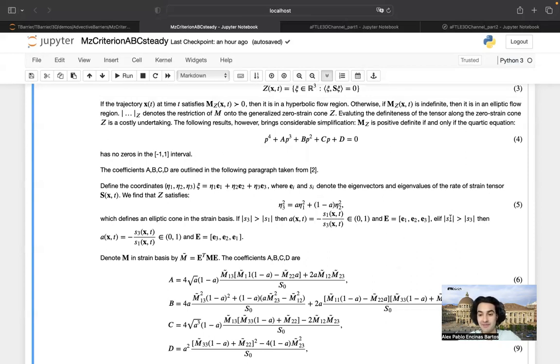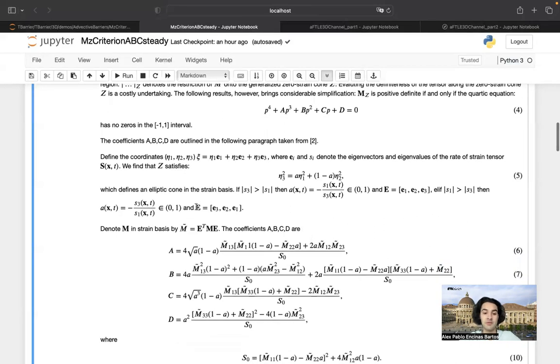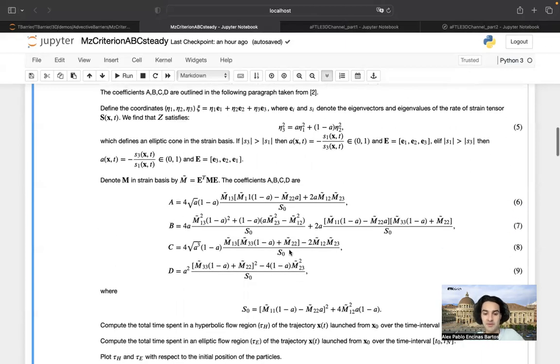On the other hand, if the absolute value of S1 is bigger than the absolute value of S3, then A takes the other form. So basically, you need to flip the numerator and the denominator. And then, of course, you need to also change the way you define this eigenbasis E. You can see here it is defined in increasing order, whereas here it is defined in decreasing order.